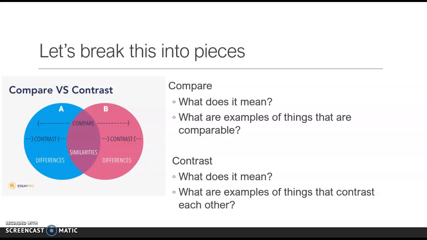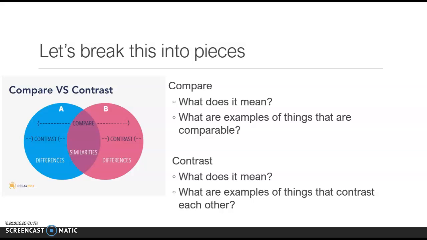Alright, so let's break this down. How many of you, by show of hands, know what the words compare and contrast mean? Yes, you can look on the board as a little cheat sheet, but compare is when you are looking at two different things or more, and comparing is when you can find similarities between them. So, can someone tell me what some examples of things that are comparable might be? Really anything. You could think of a cat and a dog, or a human and a dog, or a human and a cat. Those are things that all could be compared.